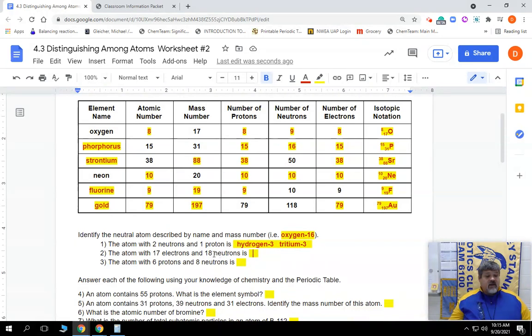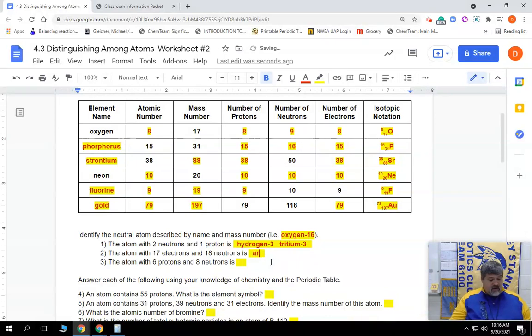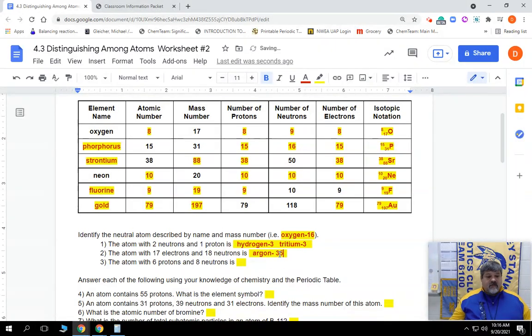We have 18 neutrons. Let's find 18 neutrons. That is argon. So we're going to go back, argon. Now, what is our mass number? Well, we're going to add those two together. So let's go back to our here. 18 plus 17 equals 35. So that's going to be argon 35.